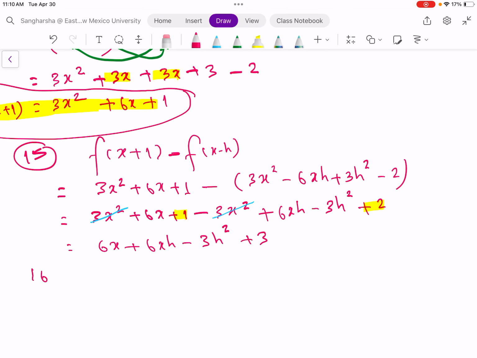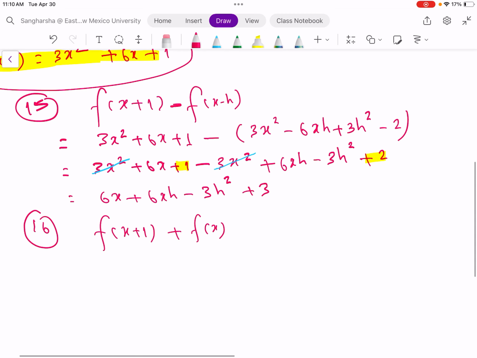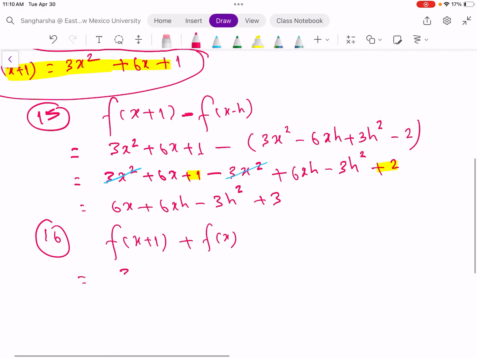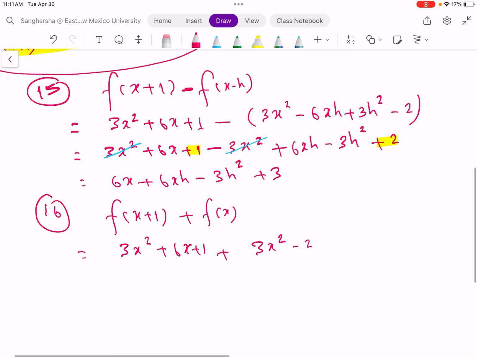Let's go to number 16. So in number 16, we are asked to find f of x plus 1 plus f of x. So we know what f of x plus 1 is from number 13, which is 3x squared plus 6x plus 1, plus f of x, which is given to us as 3x squared minus 2. You substitute and you look for the like terms. So 3x squared plus 3x squared is 6x squared plus 6x plus 1 minus 2 minus 1.